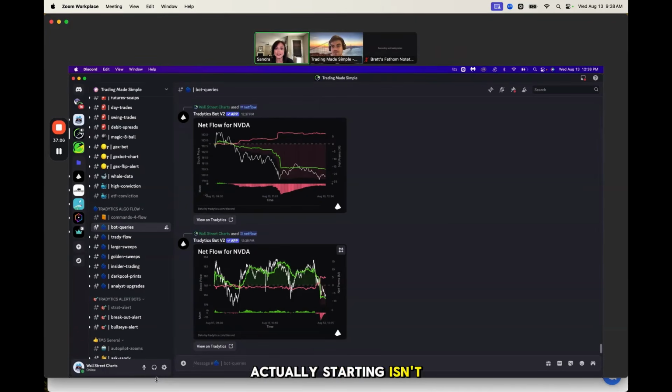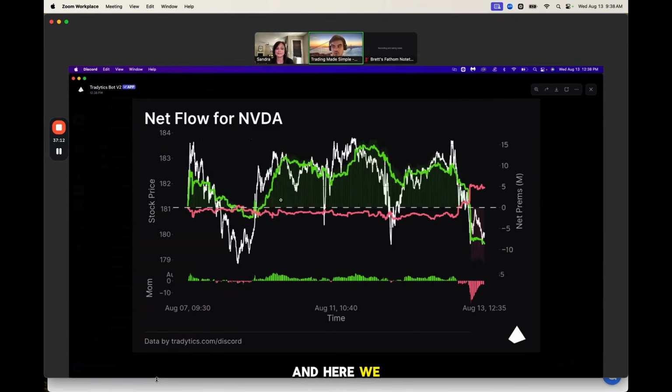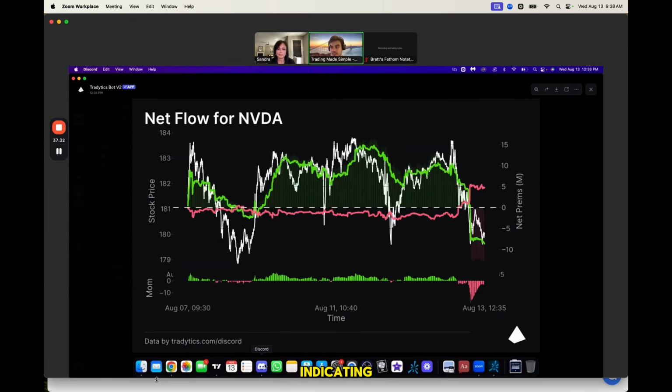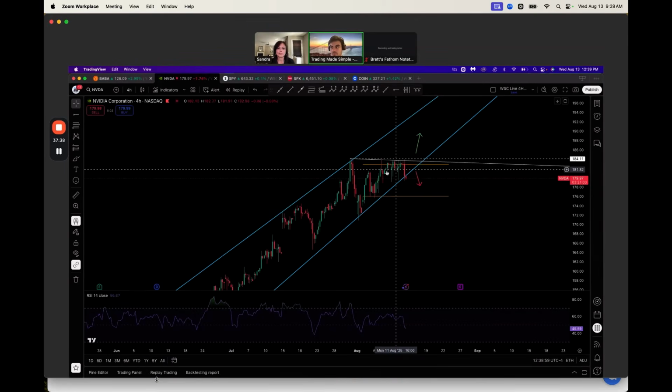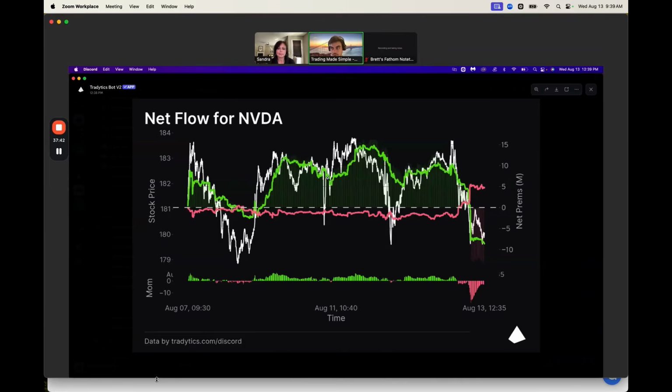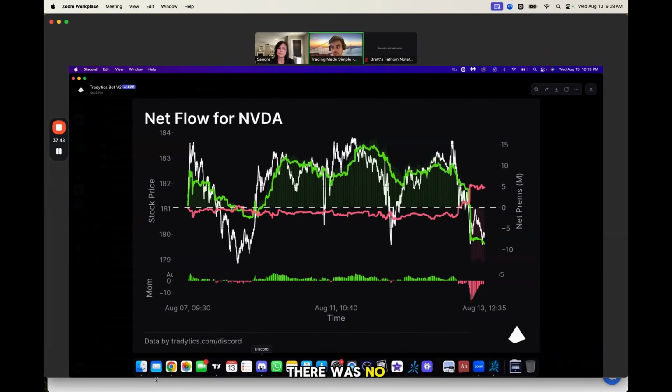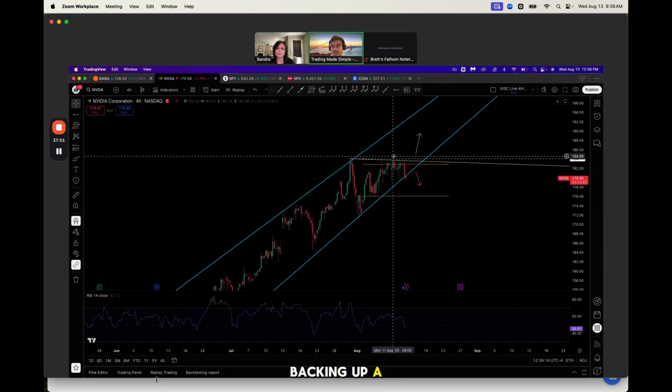This is actually just starting, isn't it? This would be the trade. It is just starting. And here we can see this was not much bullish flow because it was only 10 points. That's not much volume. And we were chopping around. This chop around here on the net flow is indicating the distribution we were seeing in these days. The net flow going from bullish to not bullish to bullish to not bullish was indicating that there was no real momentum backing up a potential bullish breakout.